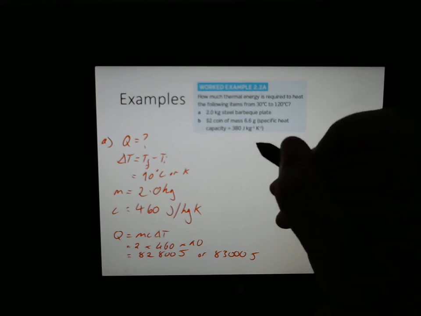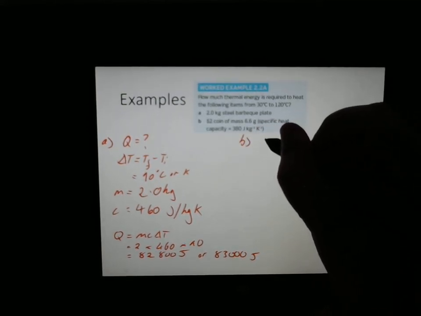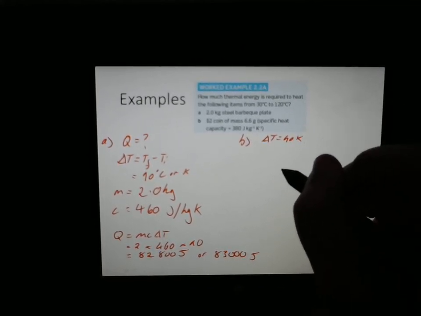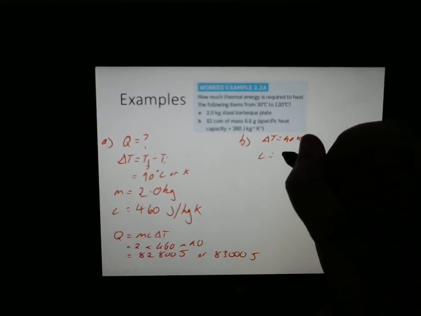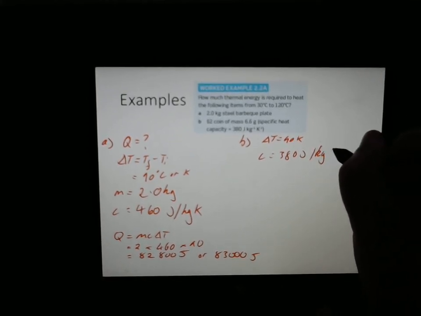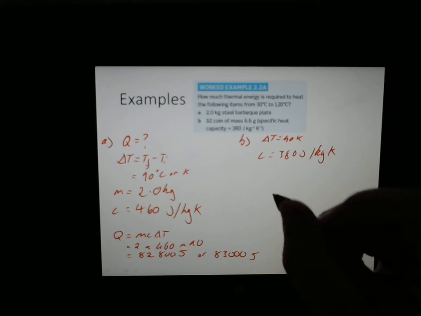Let's have a look at B. We still have the same delta T. We have a different C here. We've been told C equals 380 joules per kilogram Kelvin. Now, when you're doing your working out on an exam, for example, if you don't write the units, I'm not going to lose marks for that. I'm just doing that so I can show you how we can double check these things as we're practicing.